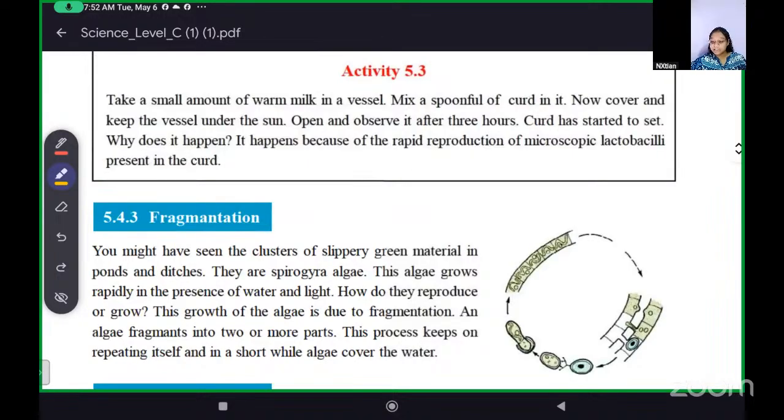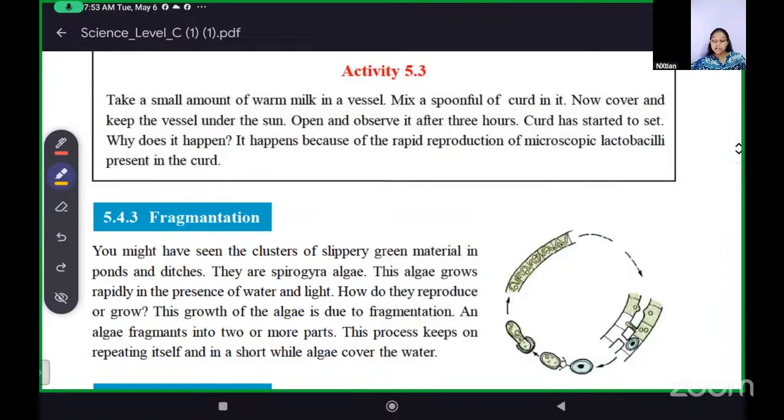Now, there is an activity where you make curd with the help of milk. You take some warm milk or you take some normal milk and heat it up a little bit. Then you mix a spoonful of curd in it at the center and cover the lid and put it at a warm place, under the sun or somewhere. You cover the lid and put it for 3 hours, 4 hours, and then it will become curd. The whole thing will turn curd.